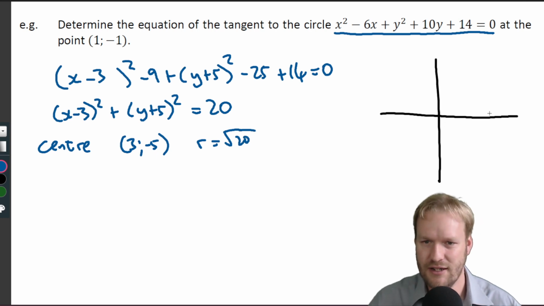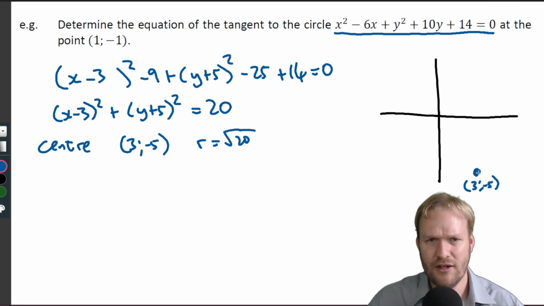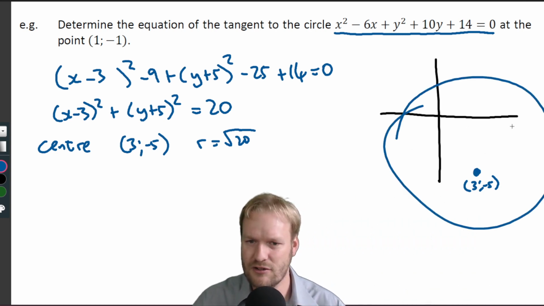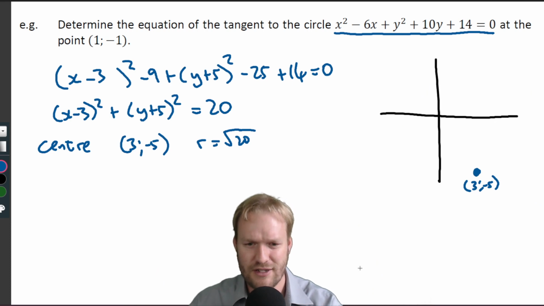So if our center here is at 3, minus 5, somewhere like there, and maybe I can make a note of what it is, 3, minus 5. Now, our sketch doesn't have to be perfectly to scale, but I don't want to just go, well, there's my circle, close enough. And then 1, minus 1, well, things aren't really matching up so nicely now. So let's just have a look here.